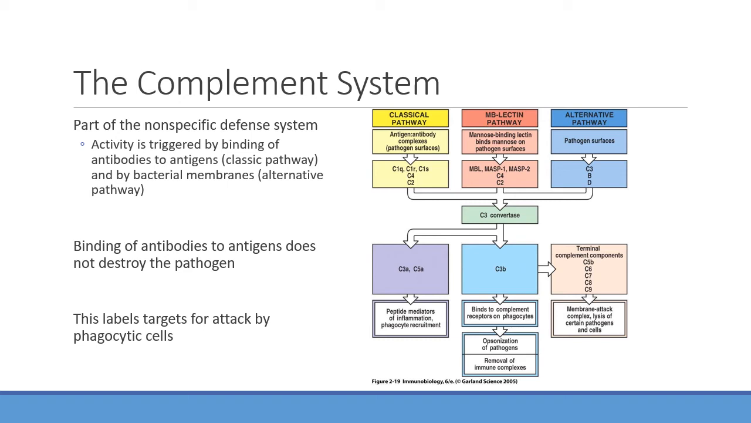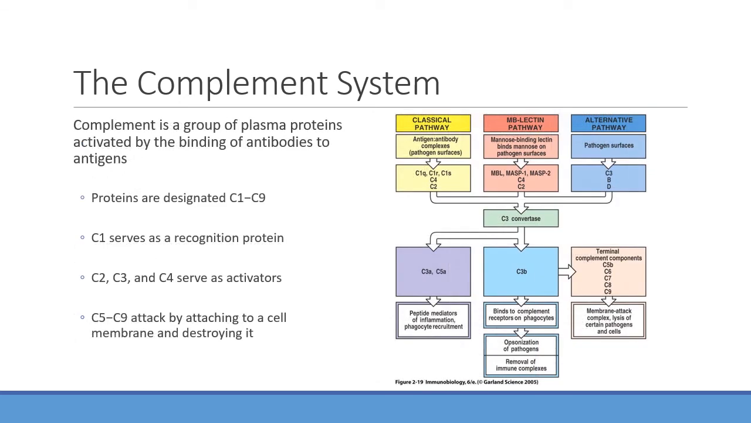Basically, by having that antibody bind to the antigen, you're targeting it for destruction later on by the complement system or by macrophages. But again, just binding an antibody to an antigen does not necessarily do anything in and of itself, right? So again, 1 through 9 are the main proteins. 1's going to be the recognition. 2, 3, and 4 kind of kicking off as activators. 5 through 9 good for actually binding to the cell wall, causing lysis.